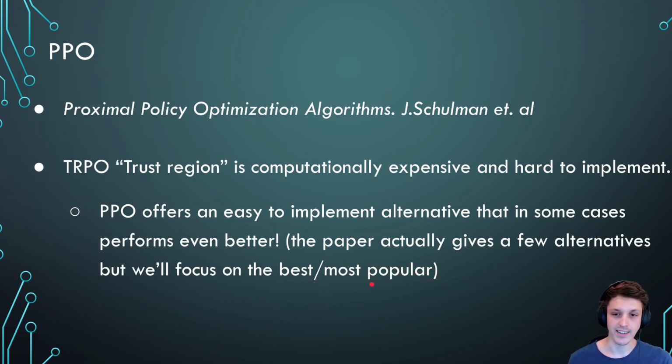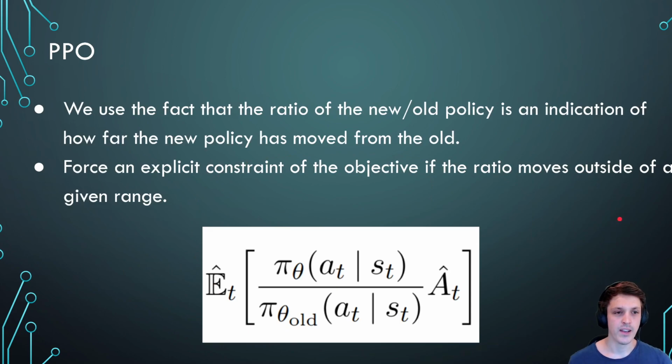And just in brackets here, the paper actually gives a few alternatives to TRPO with the same concepts, but we're going to focus on the one that everyone refers to when they talk about PPO. And it's Proximal Policy Optimization algorithms. So there's a few in there. Okay. So what does PPO do?